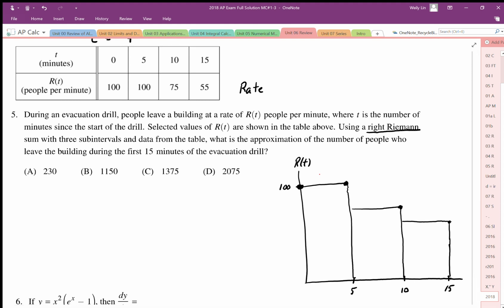So here, this will represent 5 by 100, so 500 people here. 5 times, and this height is 75. Okay, just maybe put that 75 in here. So 5 times 75, we end up with 375. Okay, this height here is going to be 55. So 55 times 5 gives us 275.